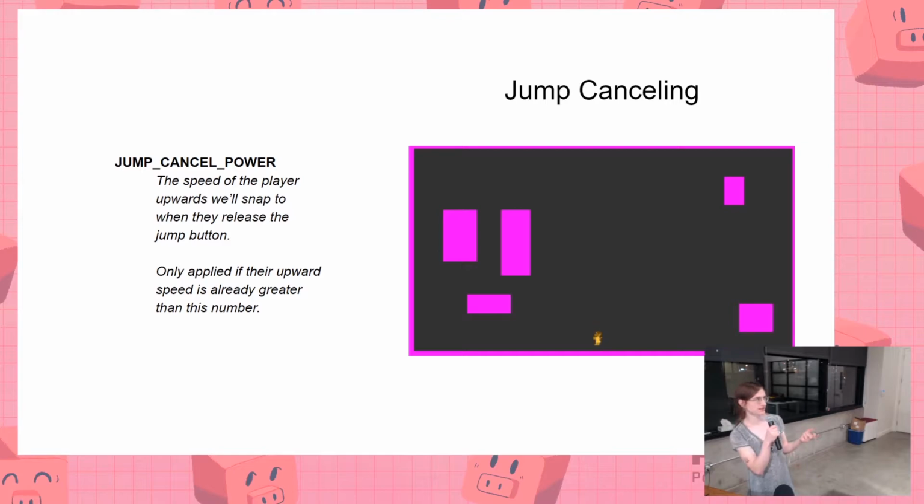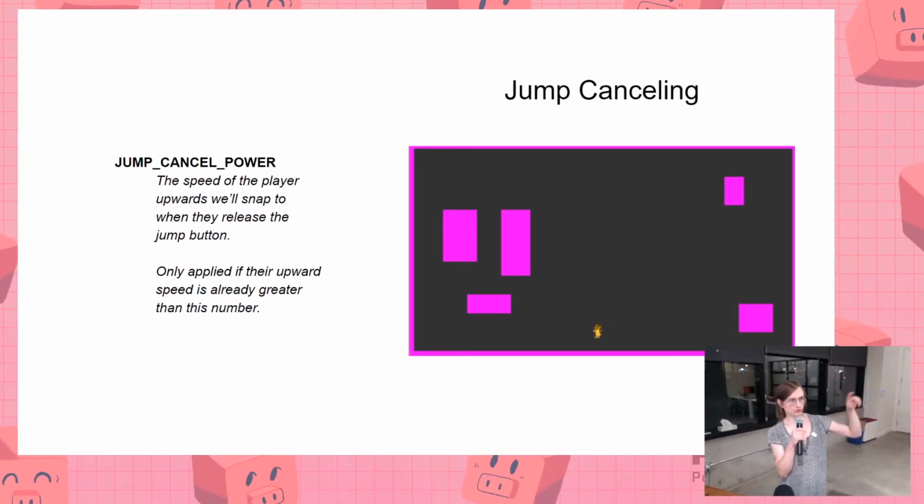And the way you do this is actually a pretty simple trick. You have this number, which is your jump cancel power, and it's some fraction of your normal jump power when you're just standing on the ground. And then if the player lets go of the button, and they're moving faster than this number upwards, you just set it to this number.